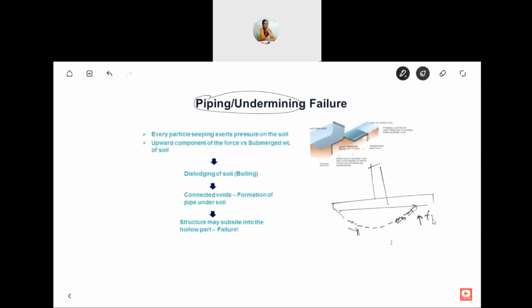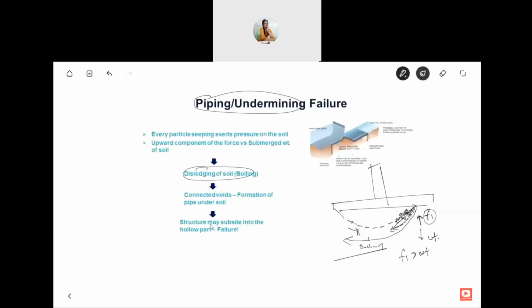Let us call this F1. And this soil is submerged, so there is a submerged weight of soil. When F1, this seepage force, is greater than the submerged weight of soil, the effective stress is 0. So it creates some sort of quicksand condition and the soil is washed away. That is known as dislodging of soil. If the soil is washed away here, then the next particle gets affected. Slowly it keeps on getting washed away and there is a hole. The hole slowly propagates from downstream to upstream in the backward direction.